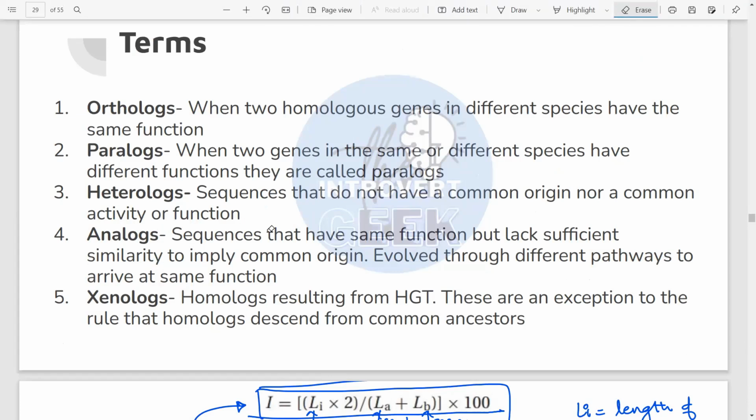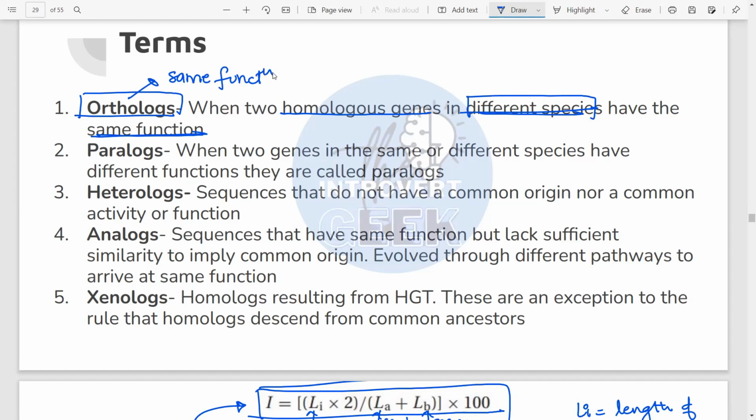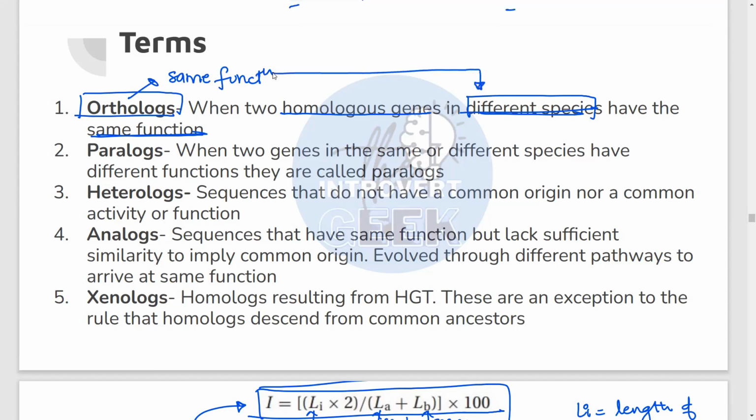Now, the first term that you have to understand is orthologs. So what are orthologs? Two homologous genes in different species. Remember, homologous genes in different species that have the same function are called orthologs. So orthologs basically are homologous genes that have the same function. However, they are present in different species.